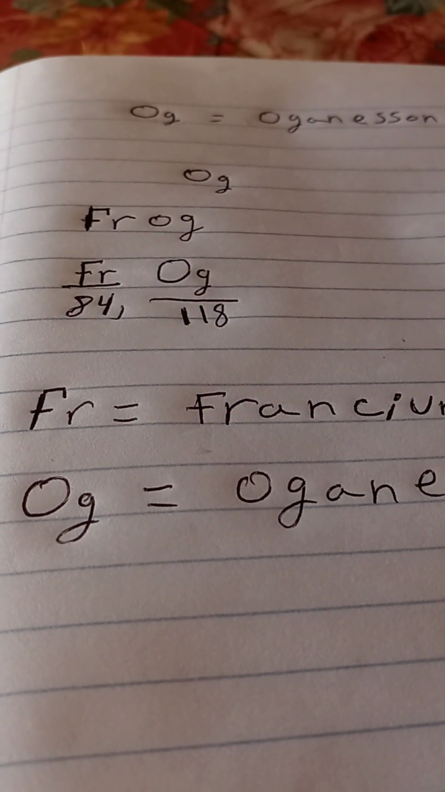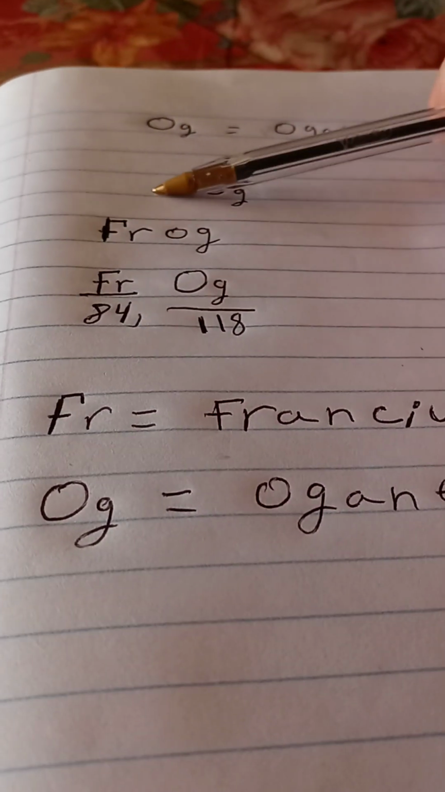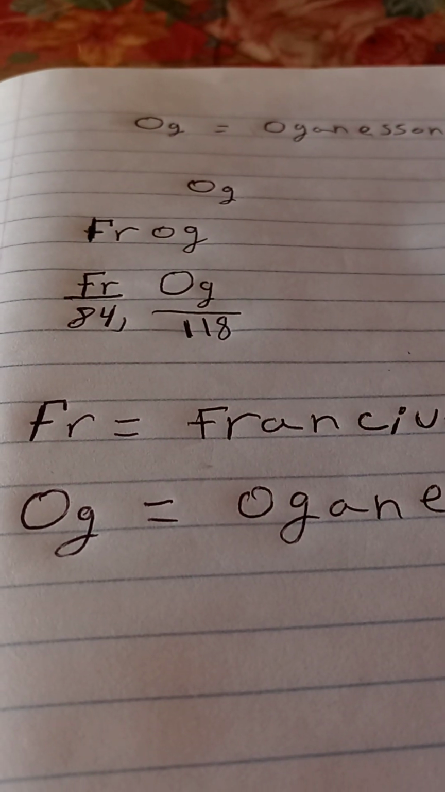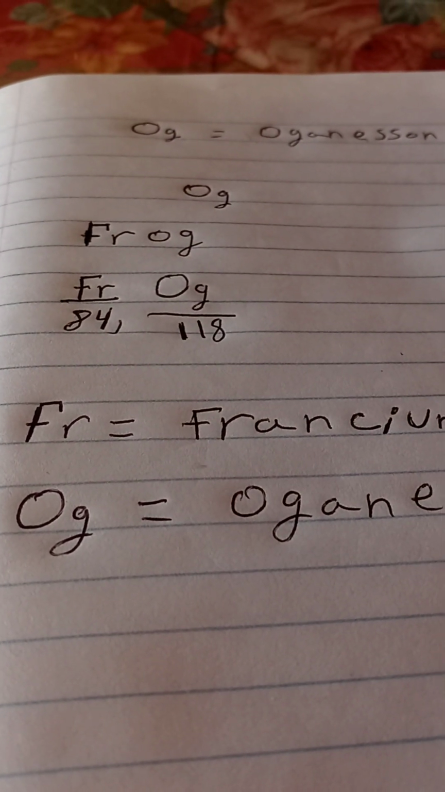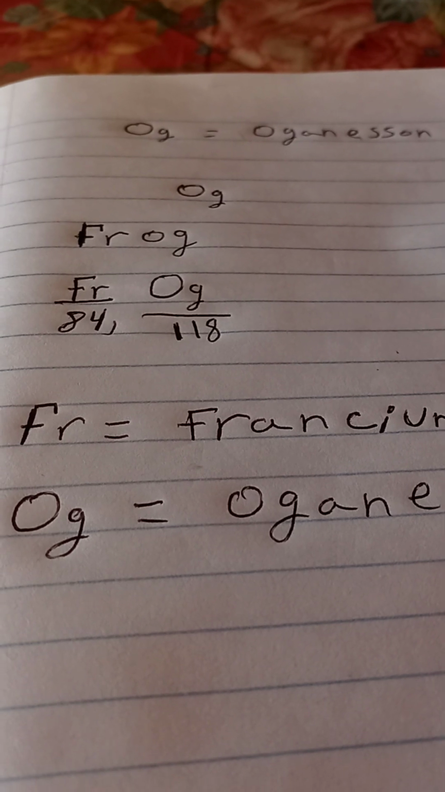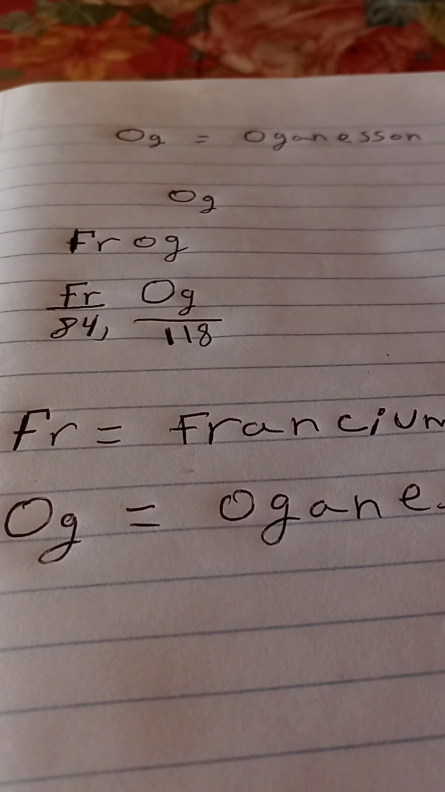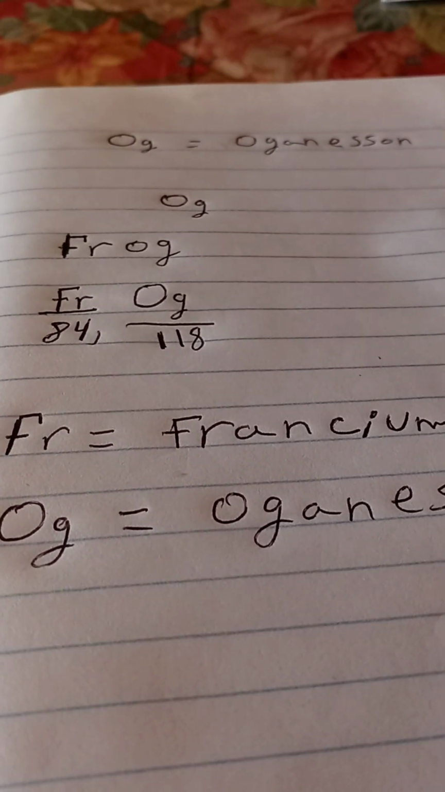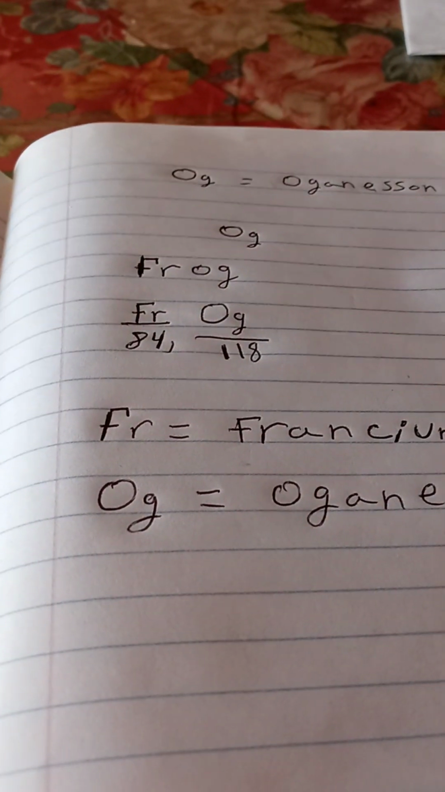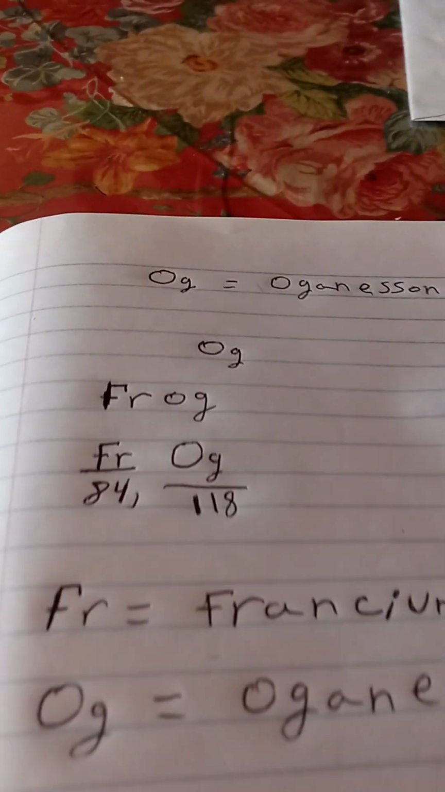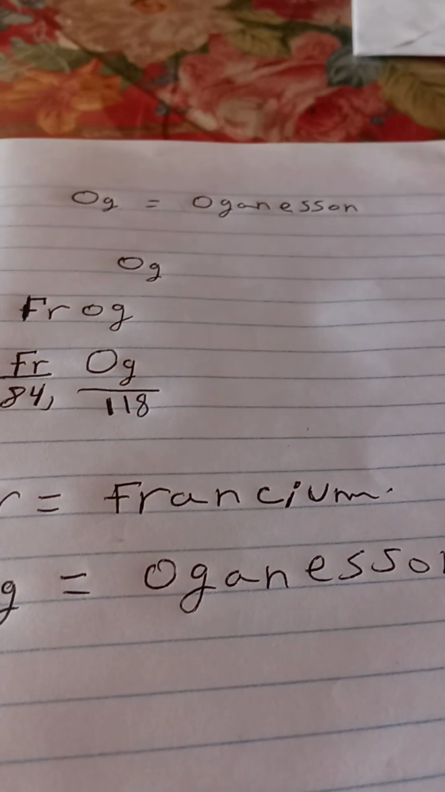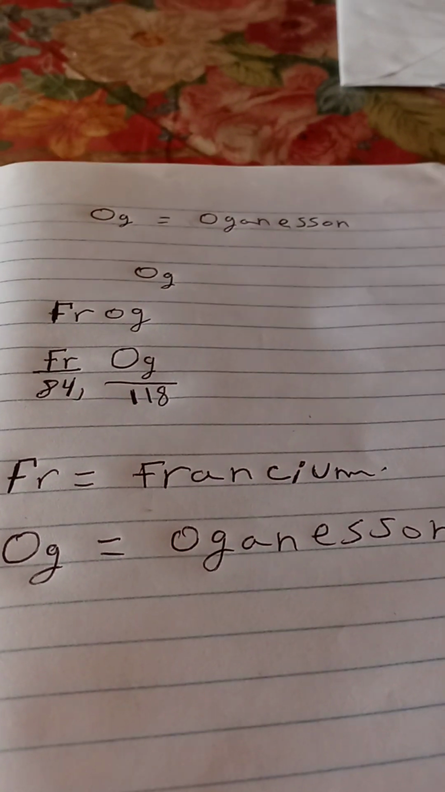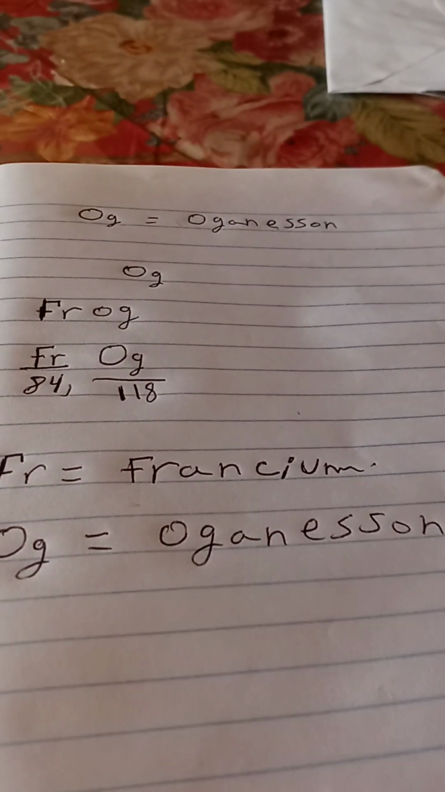You can also take away the R from frog, and you got fog. Same way, fluorine and Oganesson. So it's how you use it, how you write the words down. But here I use frog, and there you go, if you want to study a way to remember this.